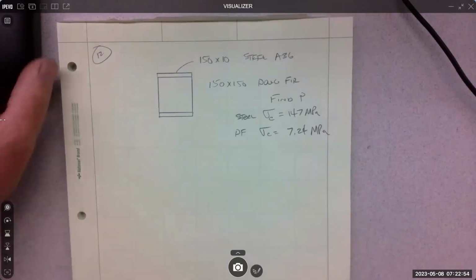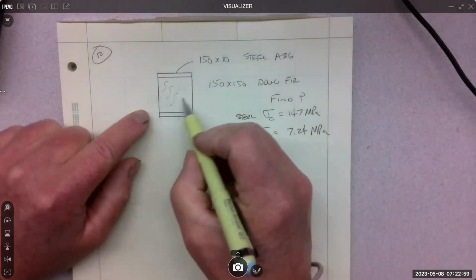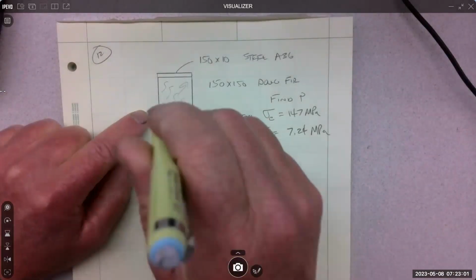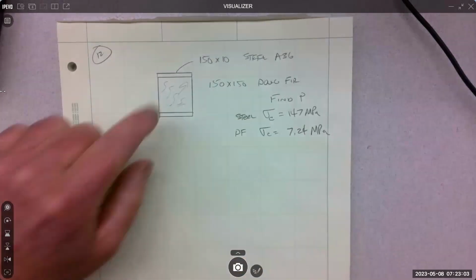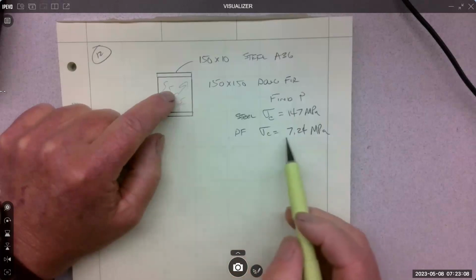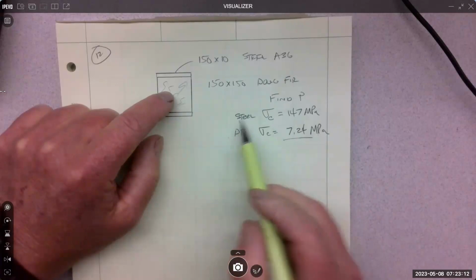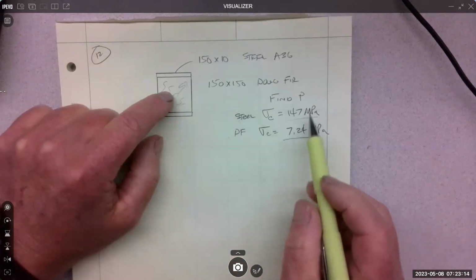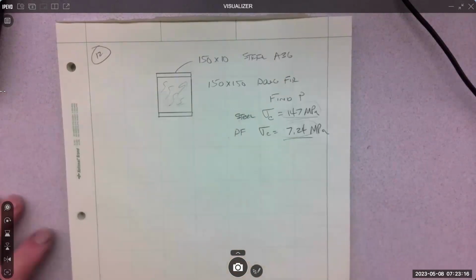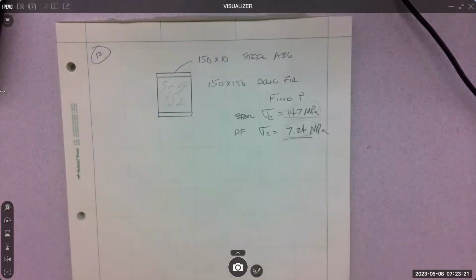Same kind of thing. They want to know critical load. And we've got the wood grain here. We're loading this cross section this way, so we are definitely parallel to the grain. So Doug fir parallel to the grain, 7.24 megapascals. Steel, 147. Same kind of thing where they're giving us this control here. I looked this up, but this is given.